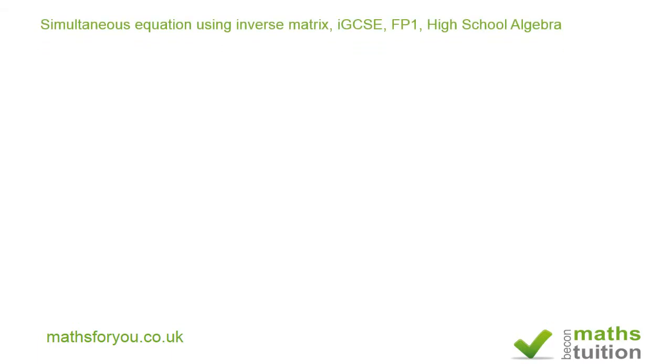Hello and welcome to this problem on solving simultaneous equations using matrices. This is an IGCSE additional mathematics question, and it's also suitable for Further Pure Maths 1 and for high school algebra. It says, given that matrix A is what we got as 7846, find the inverse matrix of A. To find the inverse matrix of A, firstly we need to find the determinant of matrix A.